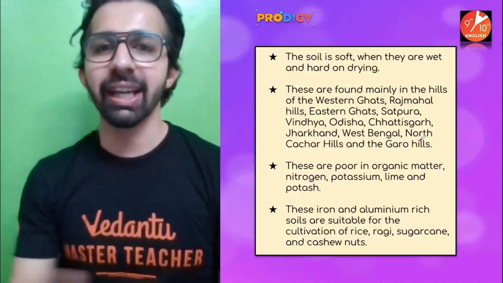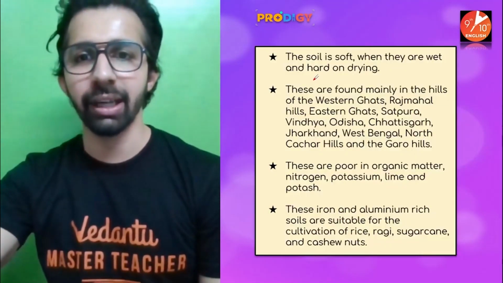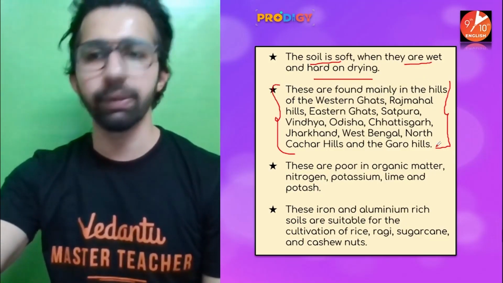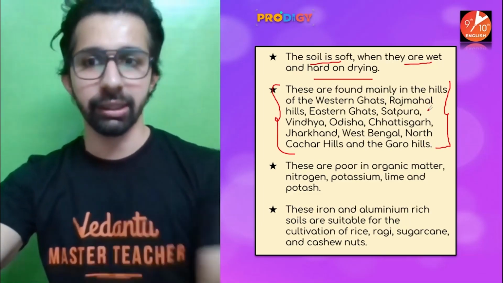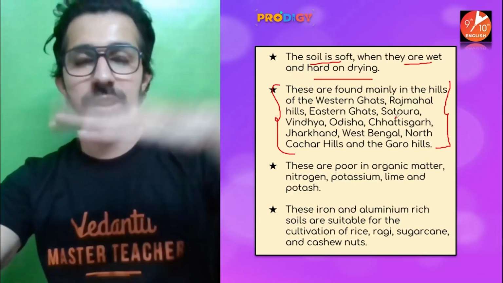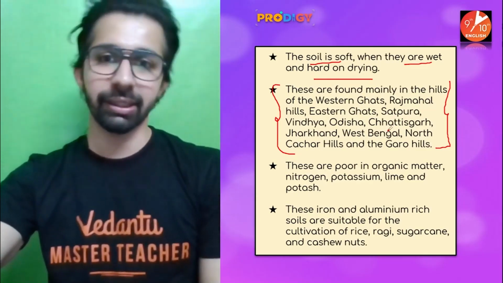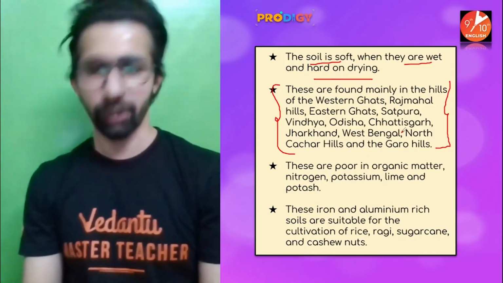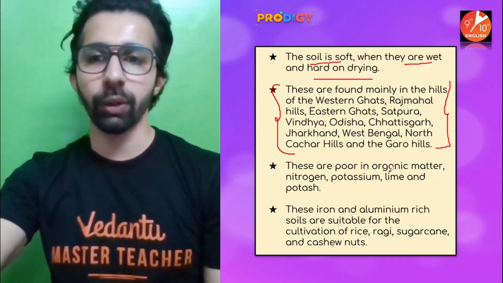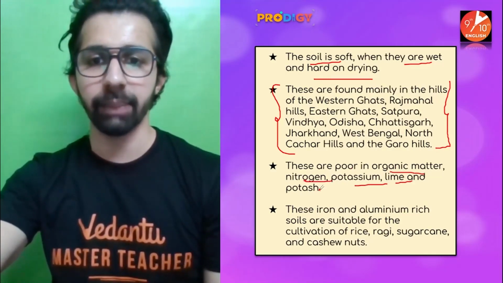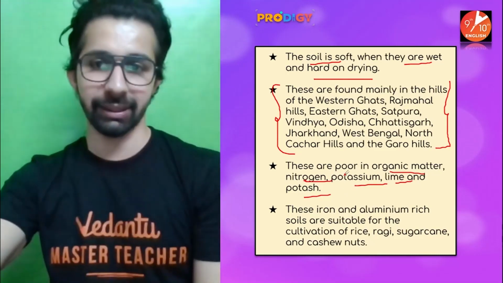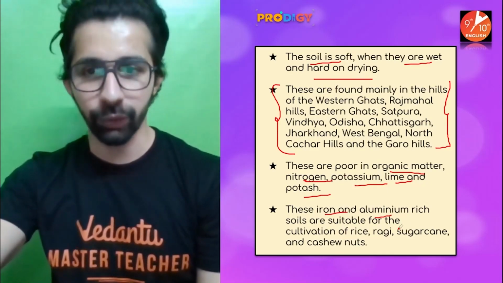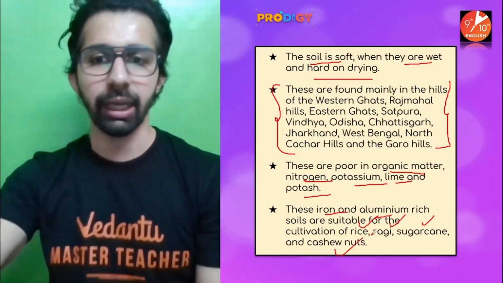Laterite soil. Guys, this soil is soft when wet and hard when dry. So this is something you are supposed to remember. These are the places you will find laterite soil: Western Ghats, somewhere in Eastern Ghats also, Satpura and Vindhya ranges near Madhya Pradesh, Odisha, Chhattisgarh, Jharkhand, in the northeastern part of peninsular India. Guys, this soil is poor in organic matter, nitrogen, potassium, lime, and potash. So this soil lacks in all these things. This soil is rich in iron and aluminium and good for cultivation of rice, ragi, sugarcane, and cashew nuts.